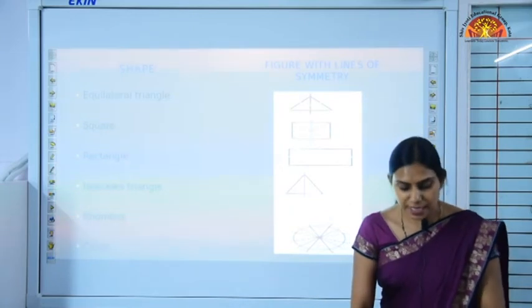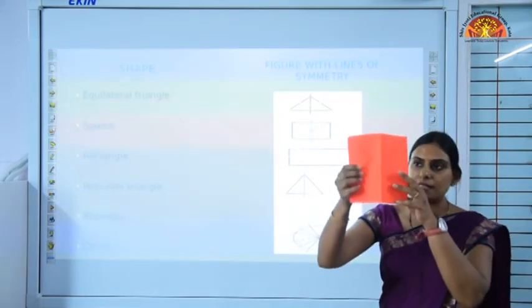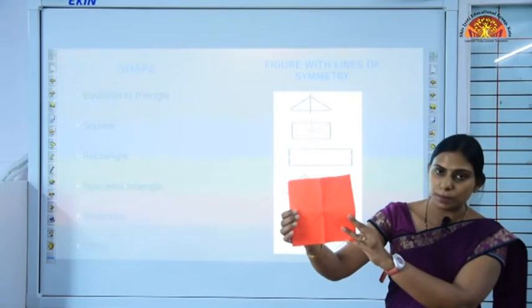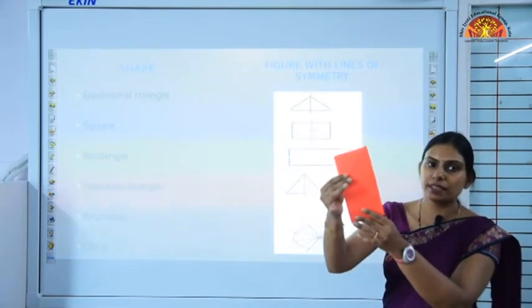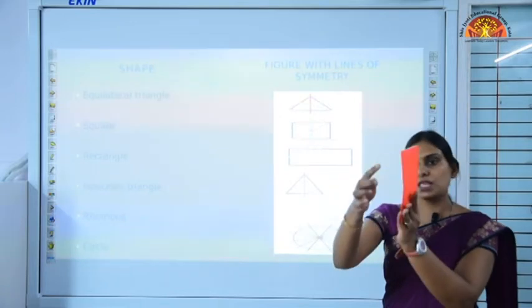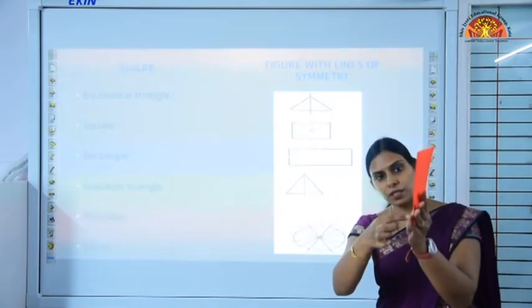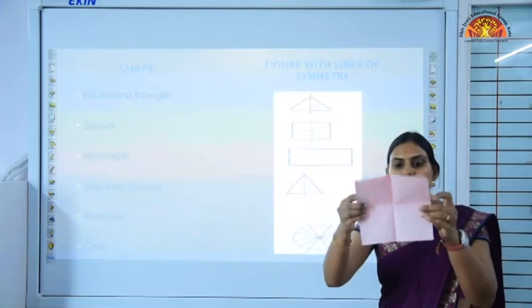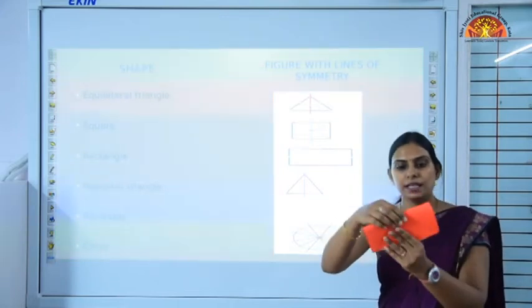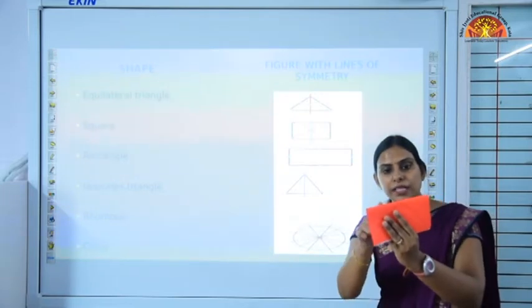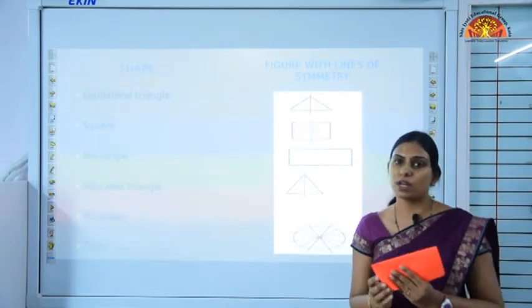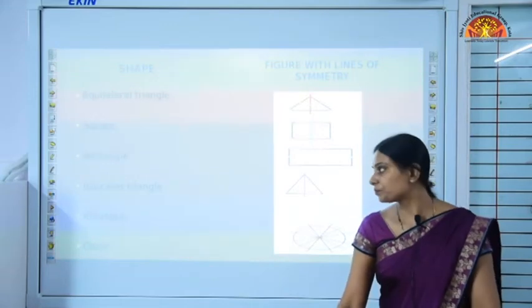Similarly, if we are just considering the square over here, you can see this is the shape of a square. Are you able to see? Now, if I am just folding it vertically, it is divided into 2 equal parts. So this vertical line is the vertical line of symmetry, and if I am folding it horizontally, you can see that again it is divided into the 2 parts. So this folding line is known as the horizontal line of symmetry.